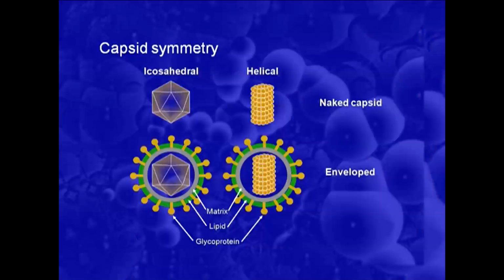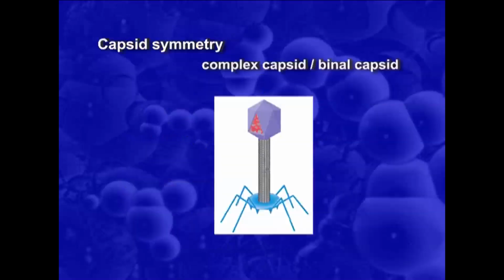On the basis of the existence or non-existence of an envelope, viruses were grouped into two categories: enveloped viruses and non-enveloped viruses. And on the basis of their capsid symmetry, they were classified into three different groups: icosahedral capsids, helical capsids, and complex capsids, or binal capsids. So these were the three broad categories of classifying the viruses on the basis of their morphology.